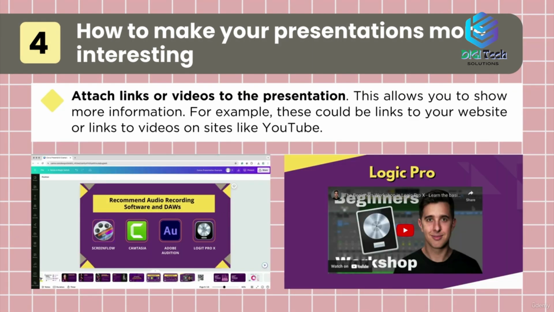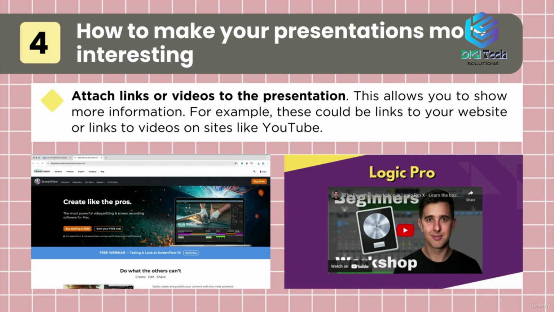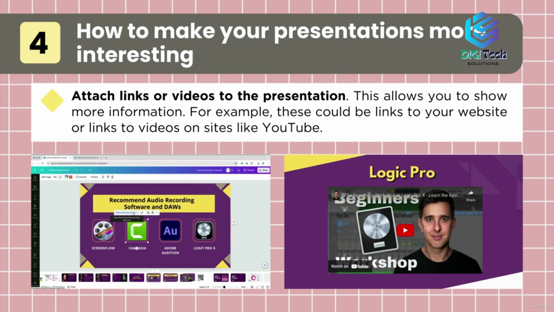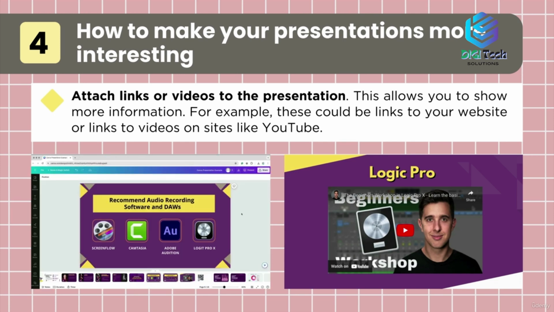Next, let's talk about attaching links or videos to the presentation. This allows you to show more information. For example, these could be links to your website or links to videos on sites like YouTube. This is more for a PDF or if someone is viewing your presentation in their own time. However, this could still be used if you want to show websites or play a video during your presentation.